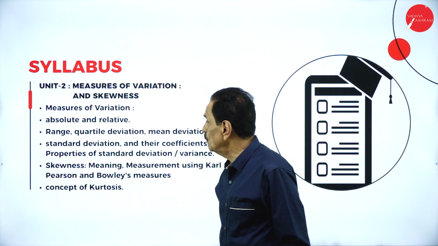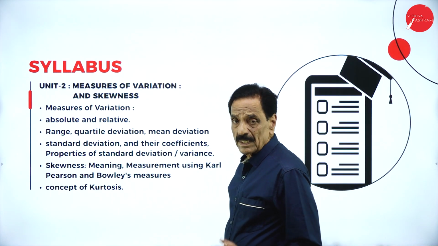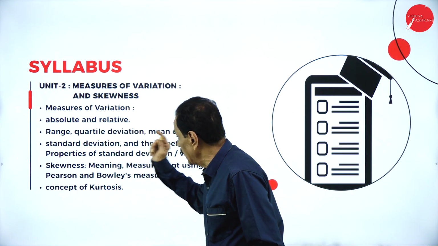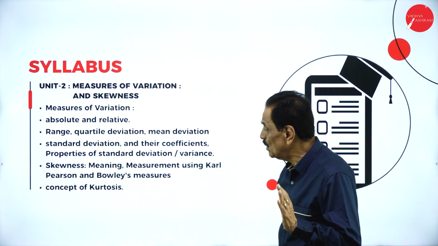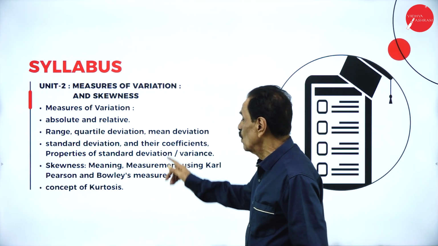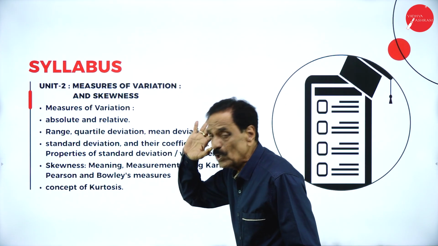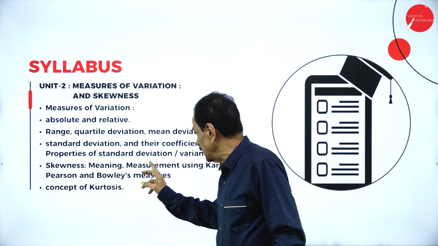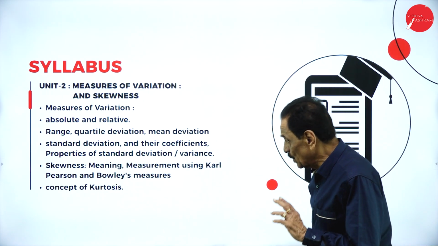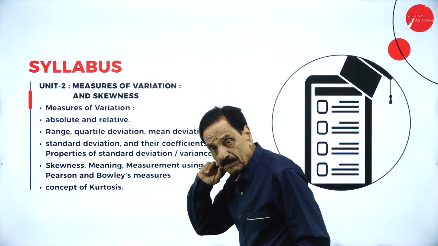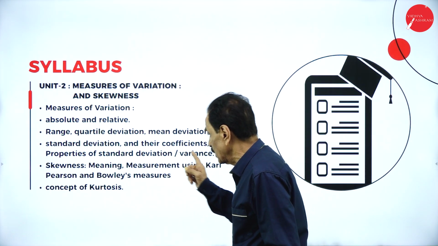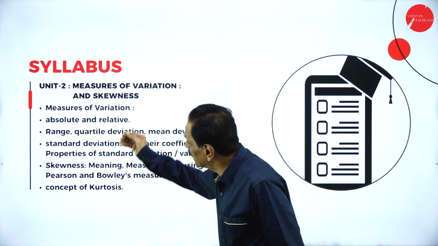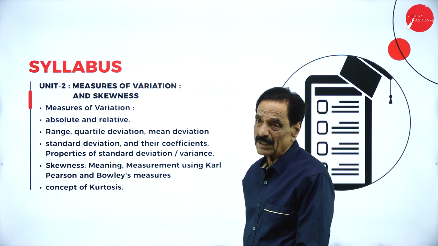Then unit 2, measure of variation and skewness. Here we are going to explain measure of variation, absolute and relative, range. What do you mean by range? What do you mean by quartile deviation? What do you mean by mean deviation? What do you mean by standard deviation and their coefficients, properties of standard deviation and variance, and skewness, meaning of skewness, measurement using Karl Pearson and Bowley's measure, concept of kurtosis. All will be explained, which is definitely useful in modern days.